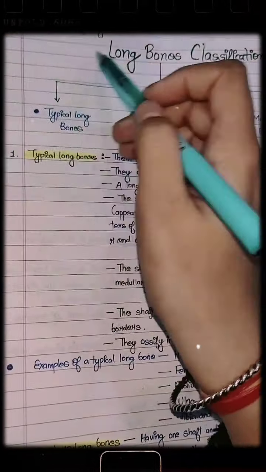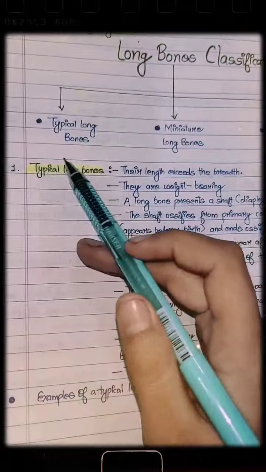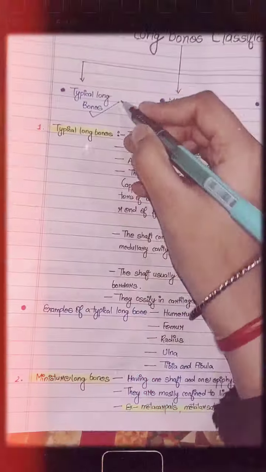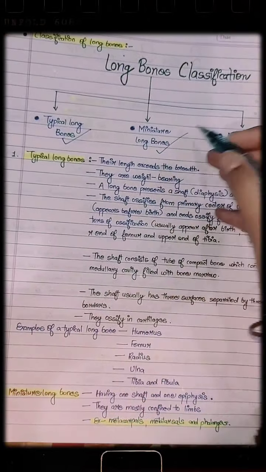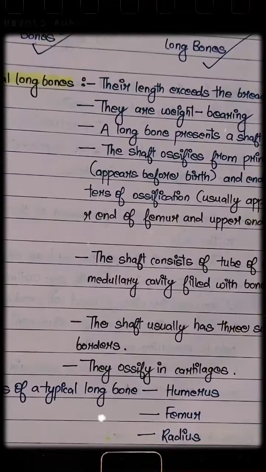So first, it's the classification of the long bone. There are three main types of long bone. First one is the typical long bone. Second one is the miniature long bone. Third one is the modified long bone.